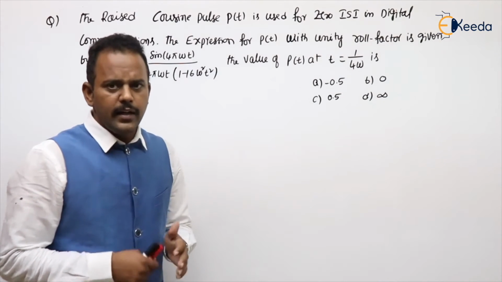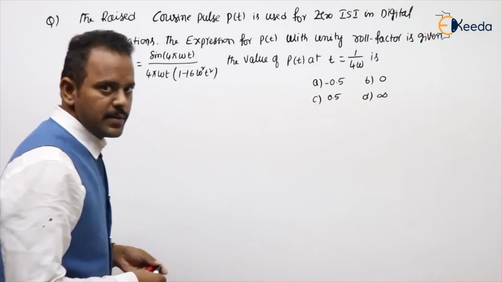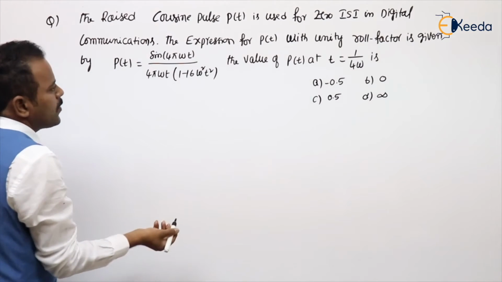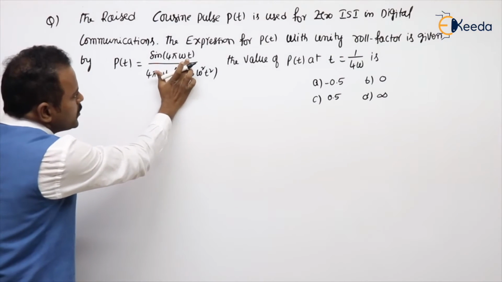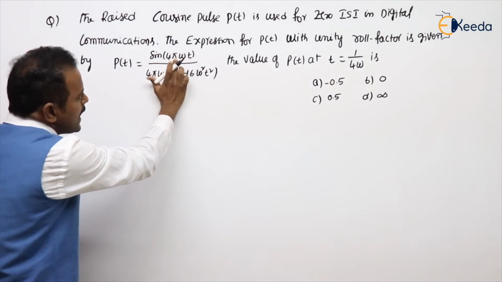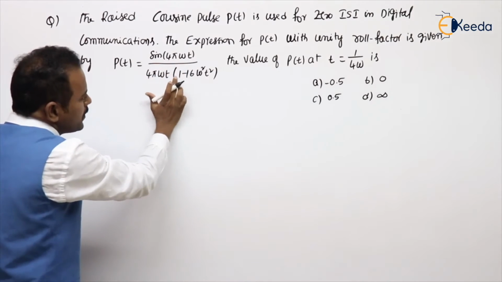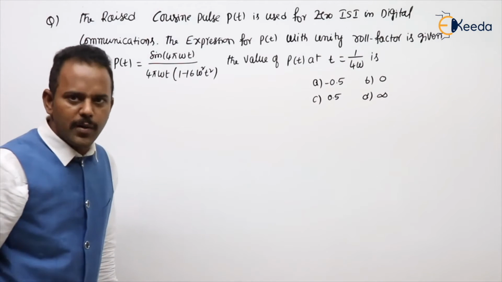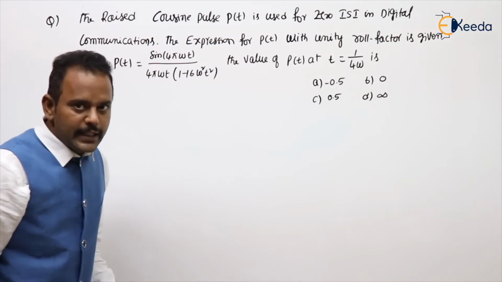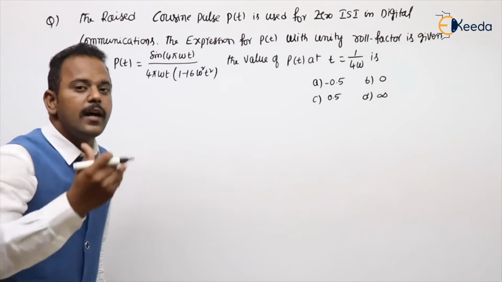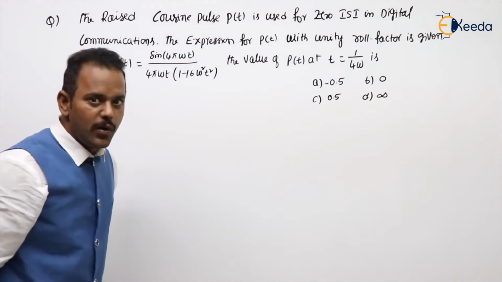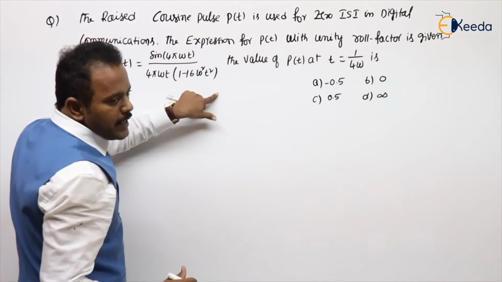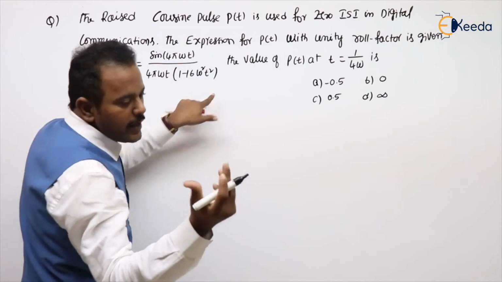See the video on the ISI, intersymbol interference. What he is asking is simple: its value at t equal to 1 by 4 omega. If you substitute t equal to 1 by 4 omega, sin pi gives 0. Here also, if you substitute, it is 0 by 0, an undetermined form. So in limits, if it is happening like that, you go for the L'Hospital rule. What is the L'Hospital rule, sir? Numerator and denominator separately you differentiate.